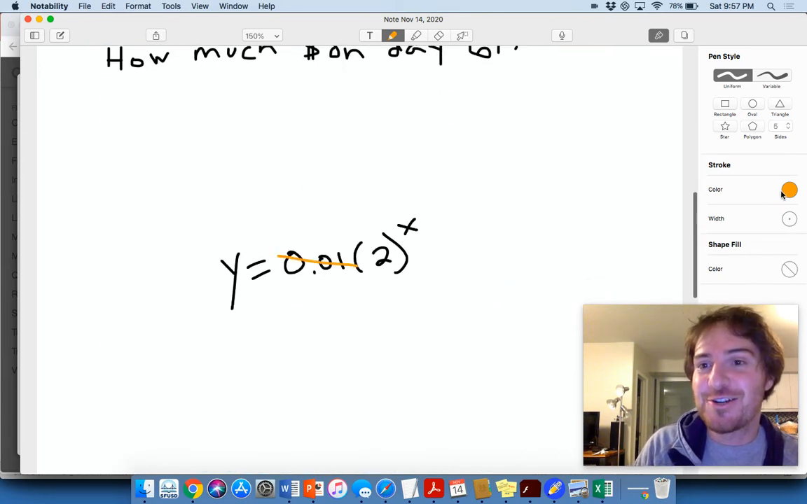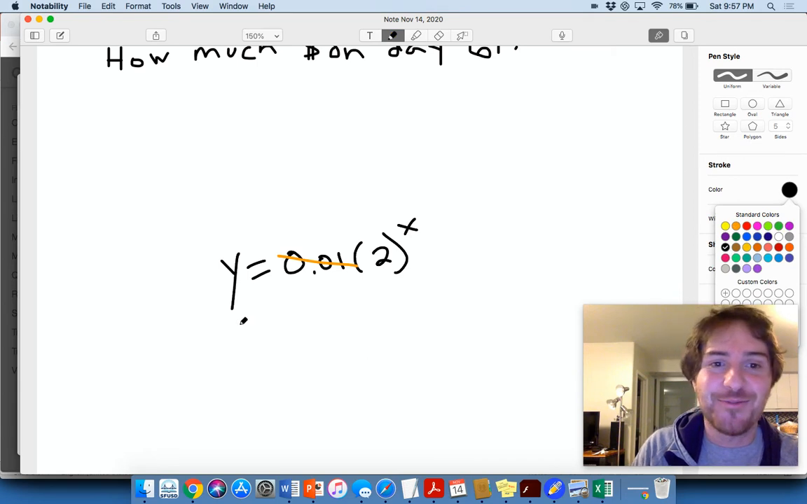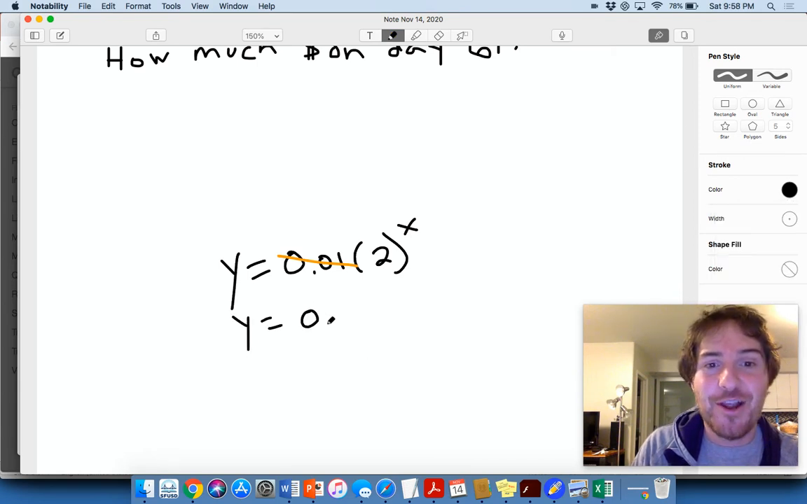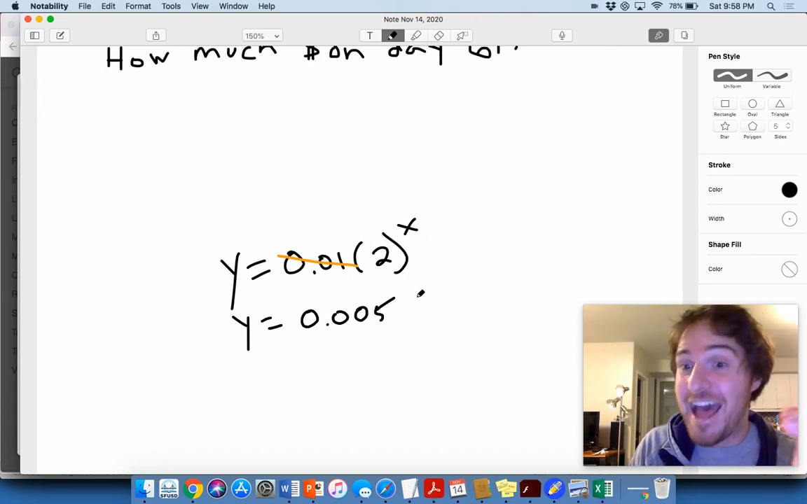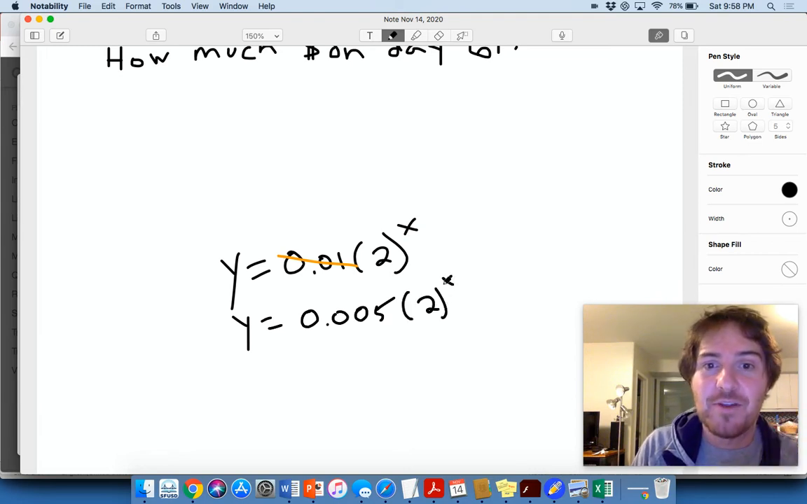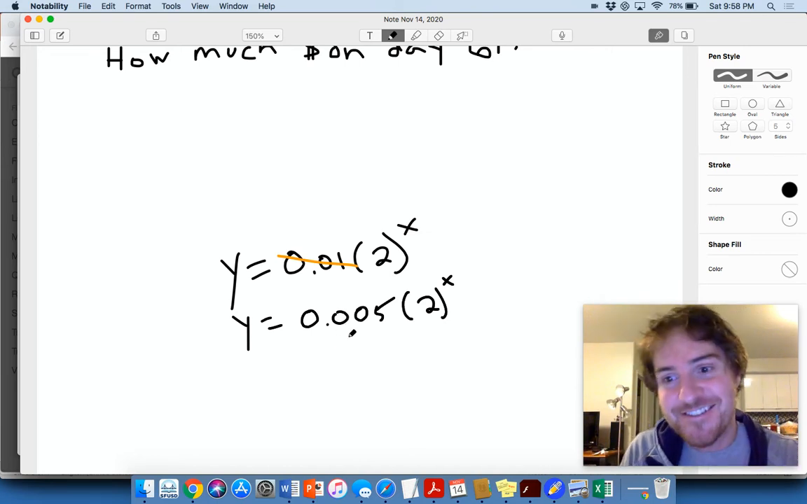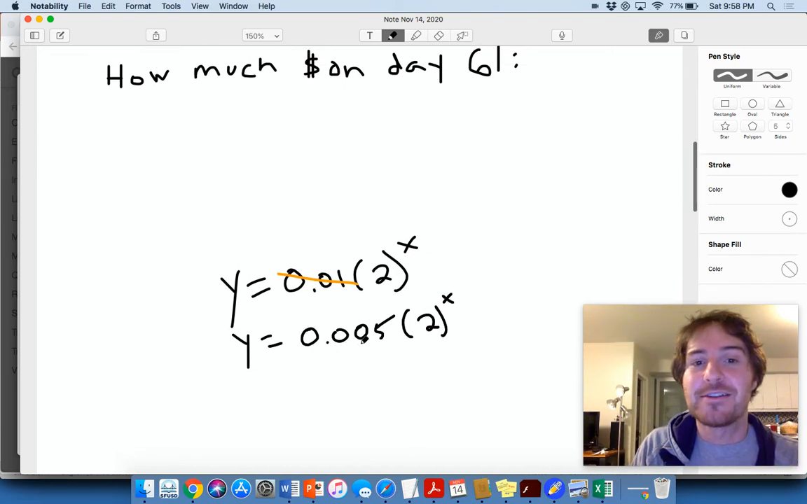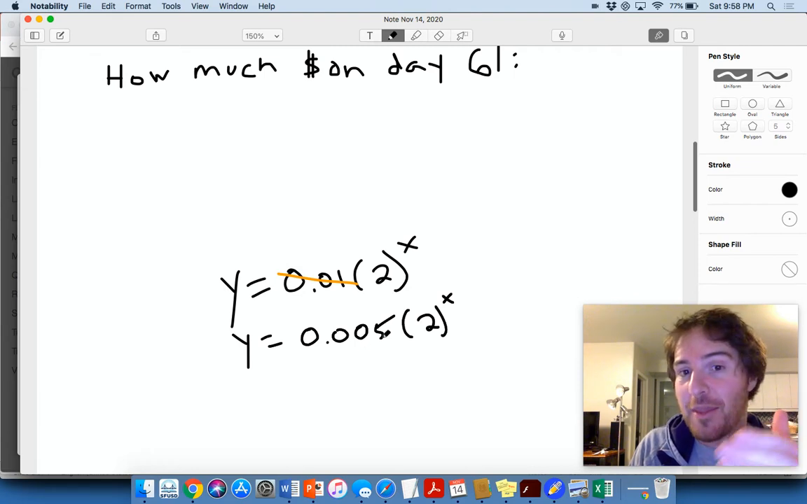Technically, the equation should have been this, and this is a little bit too complicated for where you're at right now. Technically, the equation is this: 0.005, a half of 1 cent, because if you doubled it, you would get to 1 cent on day one. So at day 0, you had half a cent, let's say that, and the problem ended up working its way out from there.